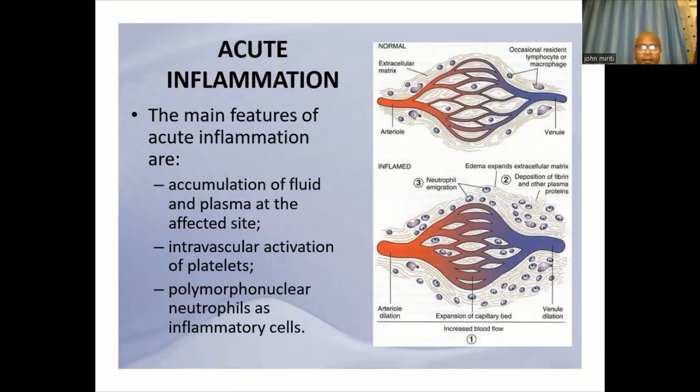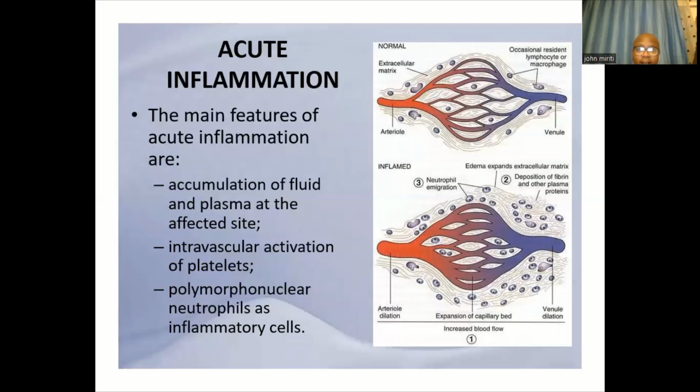Okay, now this is another discussion on acute inflammation as the body's response to injuries. Now, we saw that inflammation is the mammalian response to injury, and this inflammation is dependent on its cardinal features.